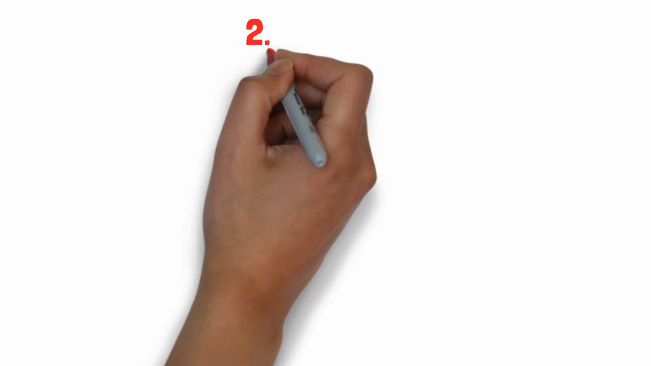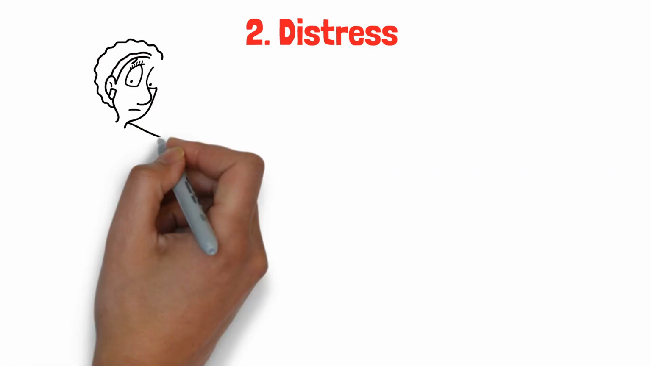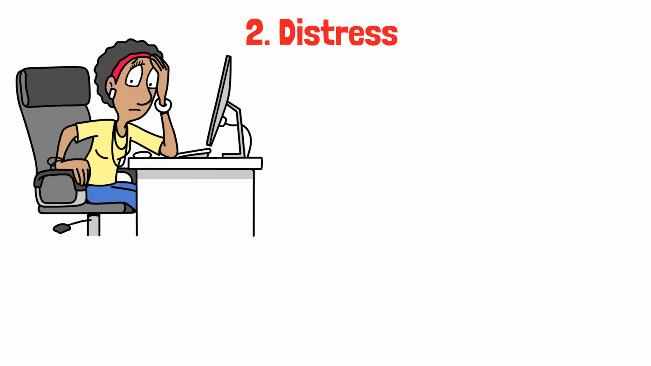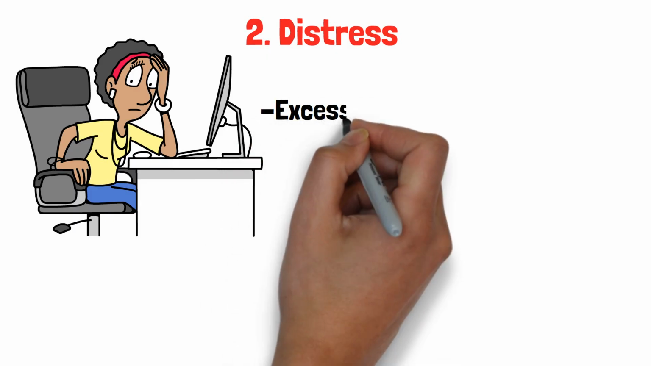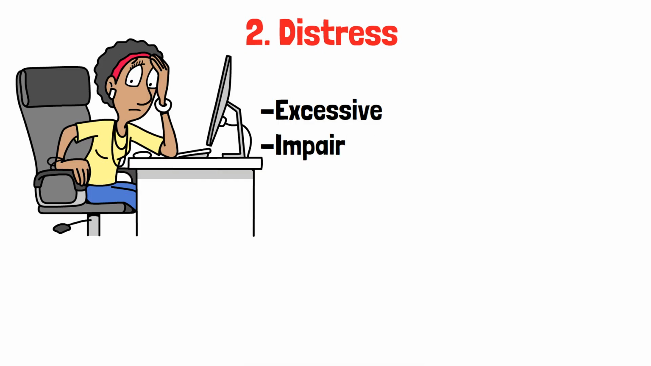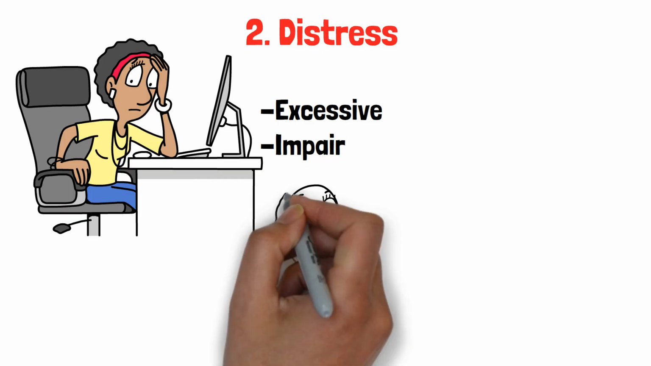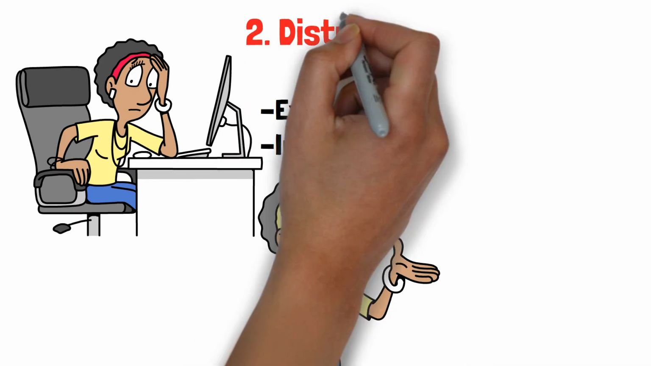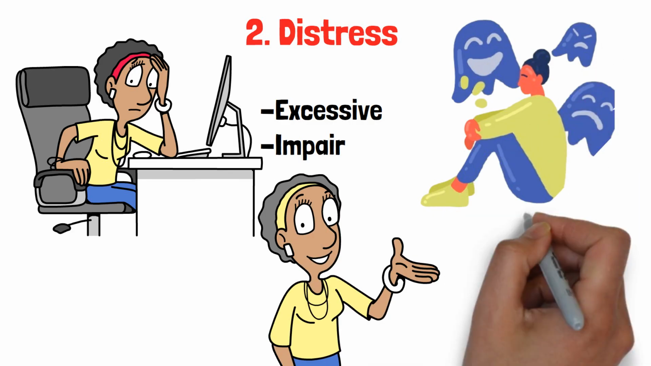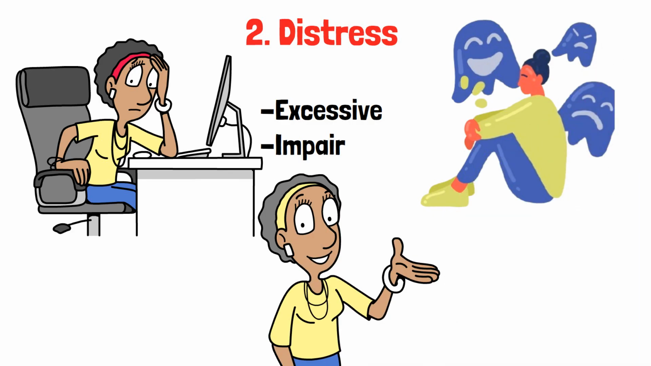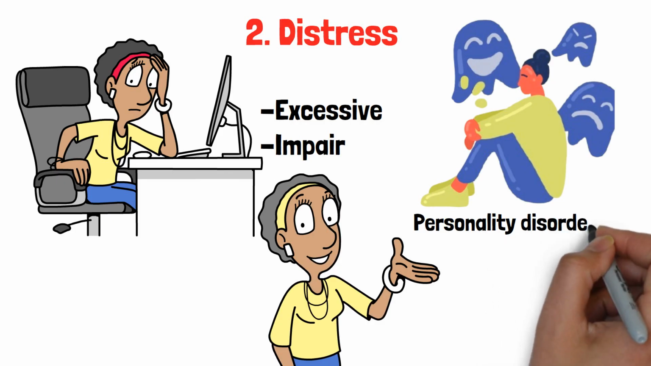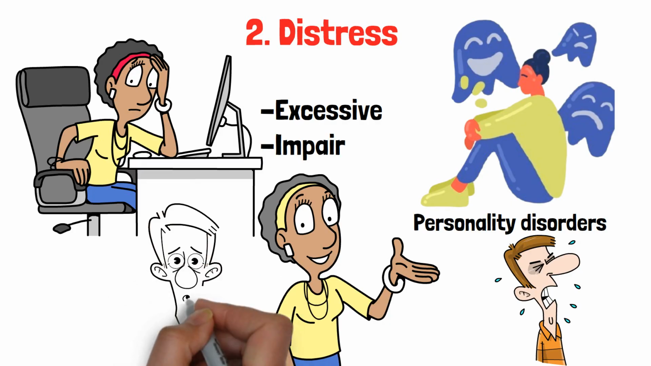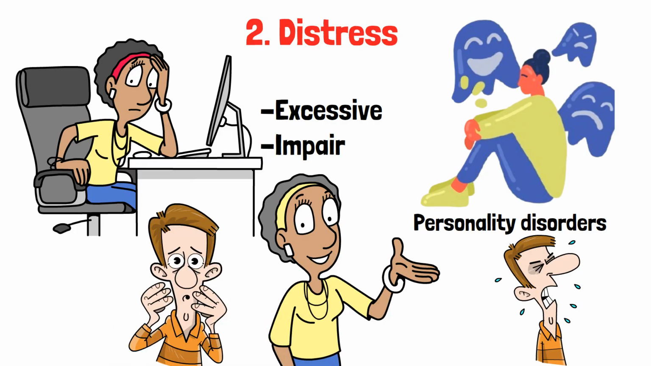schizophrenia. 2. Distress. Distress focuses on the emotional pain or discomfort an individual experiences due to their behavior, thoughts, or feelings. For behavior to be considered abnormal, the distress must be excessive and impair the person's quality of life. Importantly, distress may not always be present. Some disorders, like personality disorders, may not cause distress to the individual but affect others around them. For example, chronic anxiety or overwhelming sadness, as seen in anxiety disorders or depression, can cause severe personal distress.